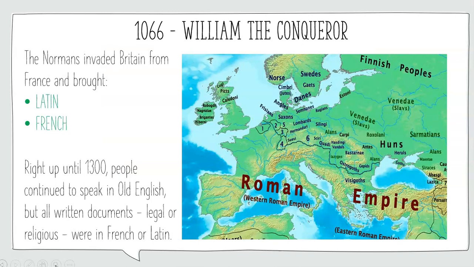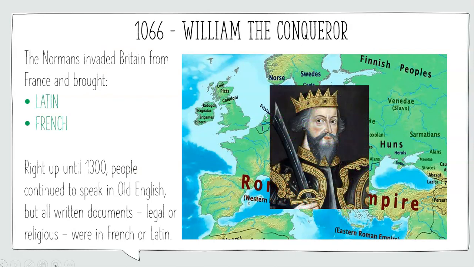All right, in 1066 we have William the Conqueror, who came over from France, looking very excited to be coming from France. He came from a place called Normandy, and he led the Normans. They invaded Britain, and with them they brought Latin, which came from the Romans, and French. So up until 1300, people continued to speak Old English, especially people who'd lived in Britain for a long time. But when the Normans came over, all legal and religious documents started to be written in French and Latin. So that meant that those languages became part of English as well.